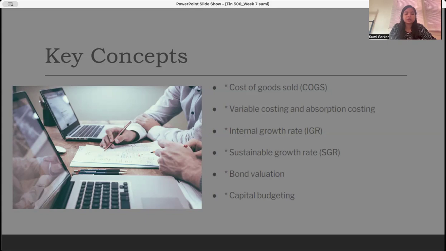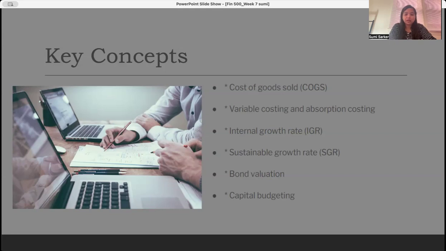I used variable costing to help me make decisions about pricing and product mix. For example, if I know that a product has a high variable cost, I may choose to price it lower in order to sell more items, more units. I can also use variable costing to determine which products are more profitable.